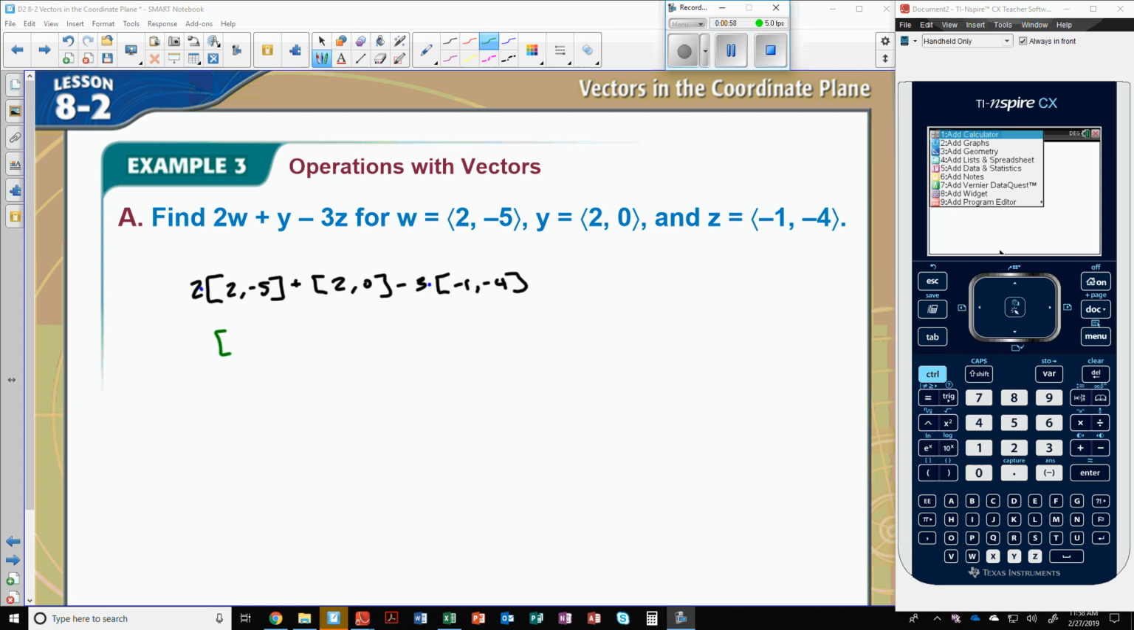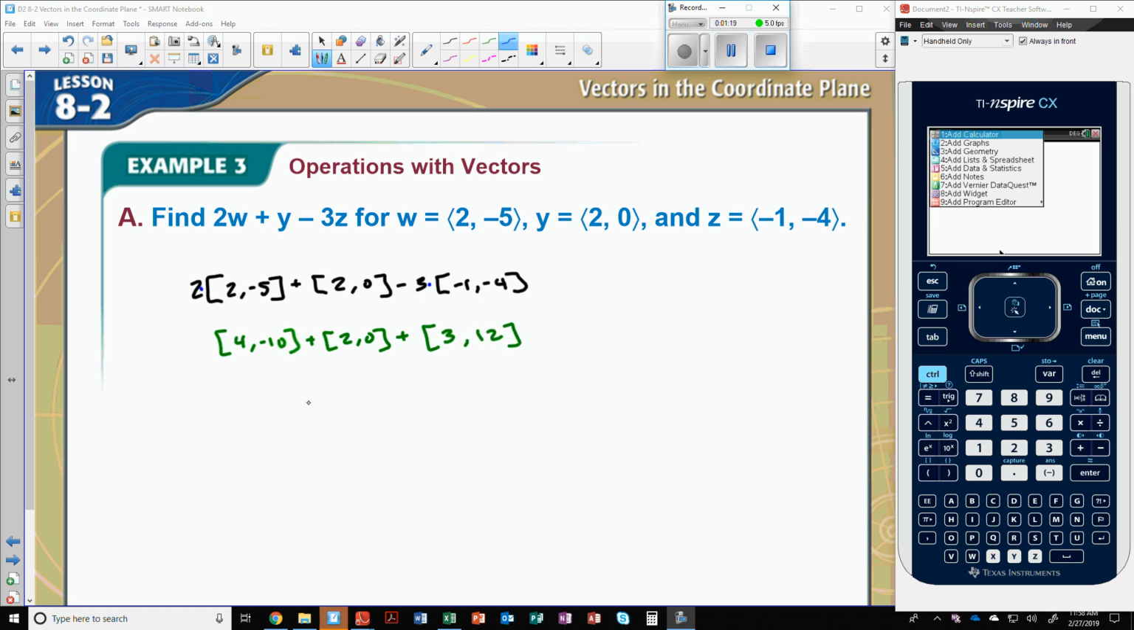So this vector becomes 4, negative 10. This one remains as 2, 0. And this one, I'm going to take the negative with it and leave me just the positive. I like getting rid of that negative once and for all. So if I take the negative 3 times negative 1, I get positive 3, and then positive 12.